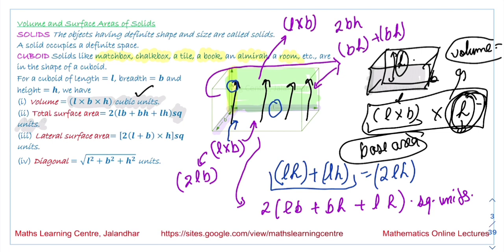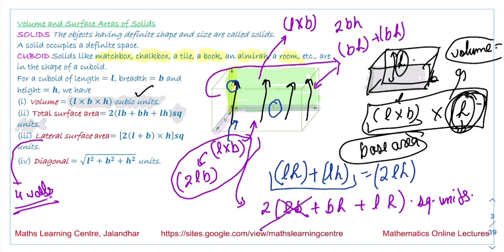Lateral surface area means we are just talking about the area of the 4 walls. If I am talking about the room, I am talking about the area of the 4 walls. We are seeing over here that the area of the base and the floor is 2 times length into breadth. So we are not considering this length into breadth in the formula, and whatever the remaining value is, we write it as the lateral area. So lateral area basically means that we are not considering the base and the top part, we are just considering the 4 walls. That is the lateral surface area.